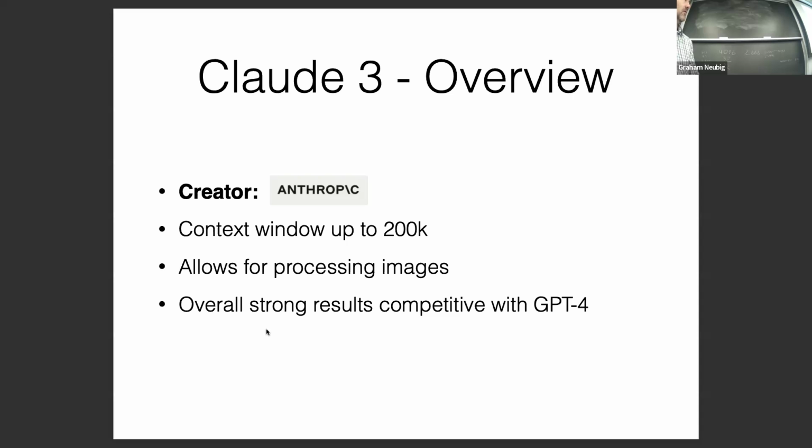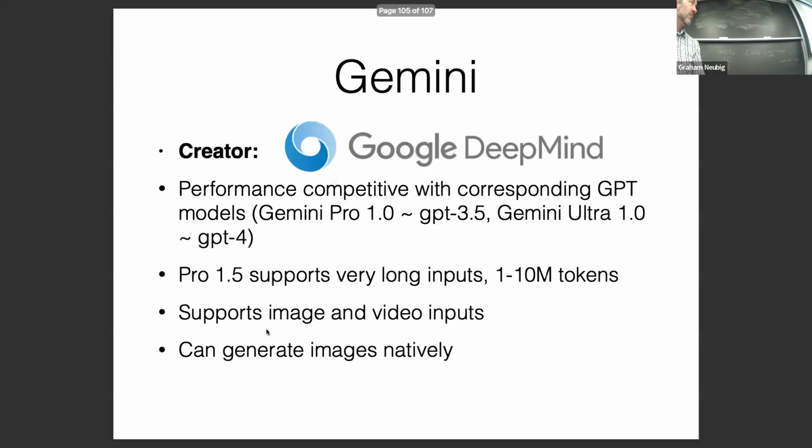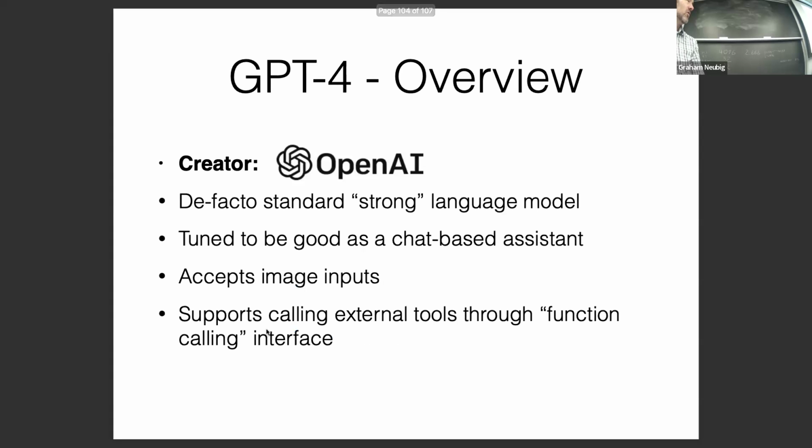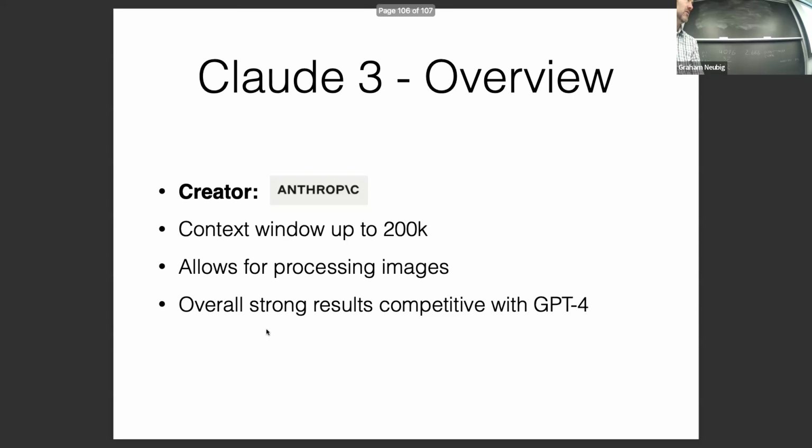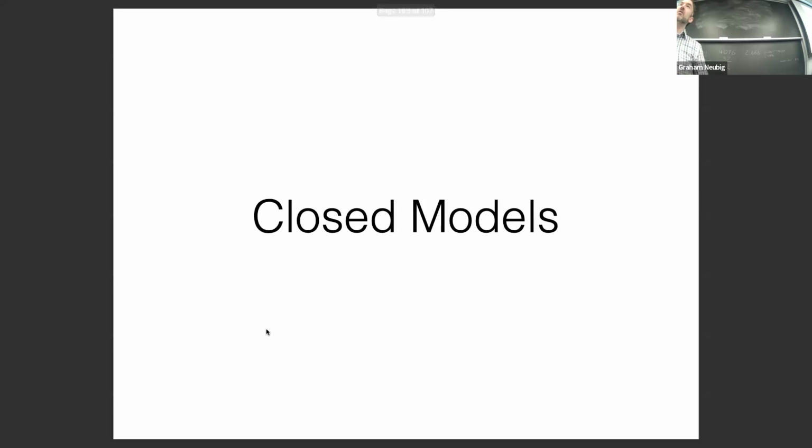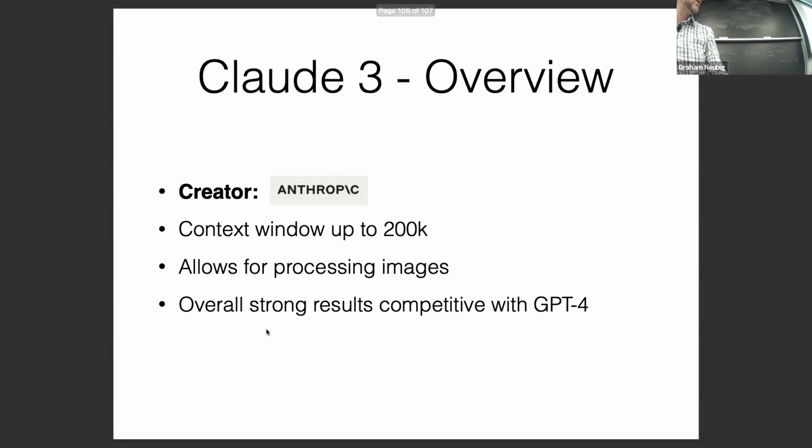And finally, there's Claude. Claude 3 supports a context window of up to 200K, also allows for processing images, and overall has strong results competitive with GPT-4. So if you're looking for closed models to try out, you can definitely use these. Another thing I'm really excited about is how we can get open models to demonstrate some of the interesting capabilities that we see in closed models, so everybody can benefit and everybody knows the recipes to make models like this.